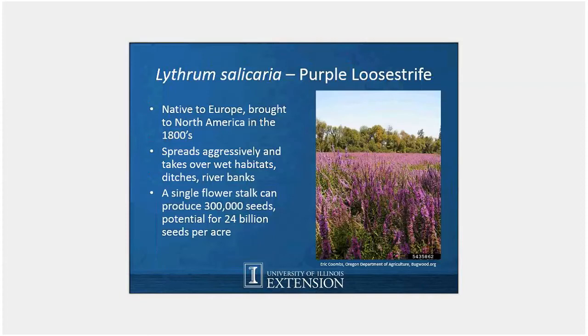And on your screen you're probably already reading, a single flower stalk of purple loosestrife can produce 300,000 seeds, and we're talking 24 billion seeds per acre potential. When you think about that in perspective of potential seed viability and invasive tendencies, that's a really scary large number that we need to make sure we are trying to get under control. So there are programs that go out and try to get these plants under control. And it's a never-ending process to try to get something like this under control, something that we can really manage.